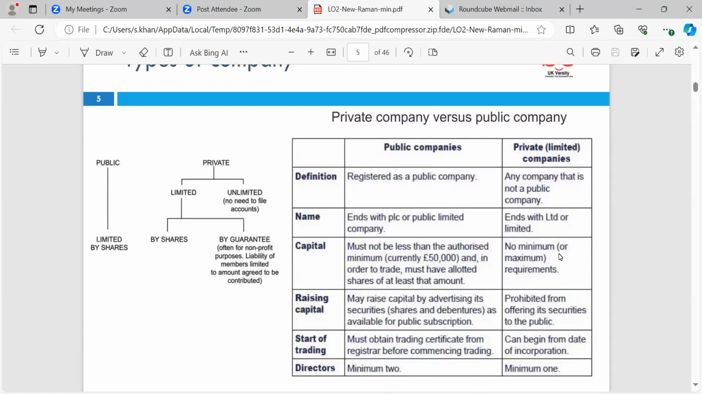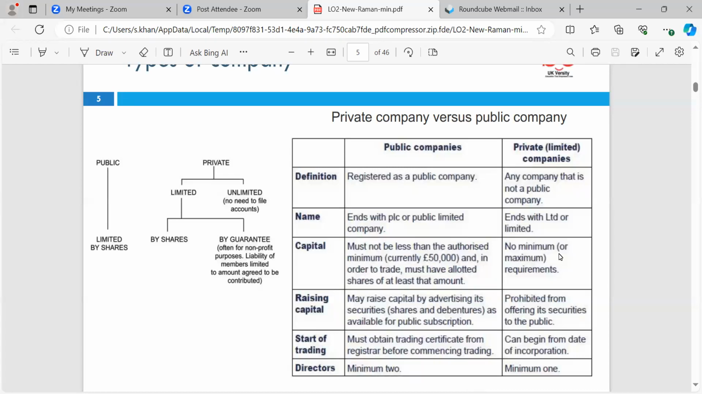Private company versus public company. So we have the definition of a public company: a company registered as a public company. And the definition of a private company is any company that is not a public company. The name of a public company ends with PLC or public limited company, and the name of a private limited company ends with limited, LTD or limited.